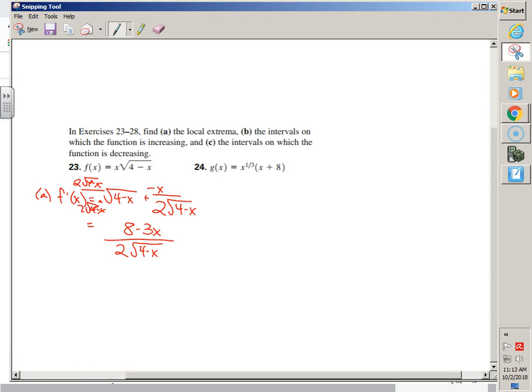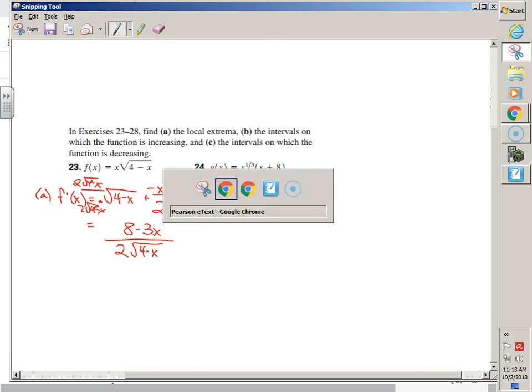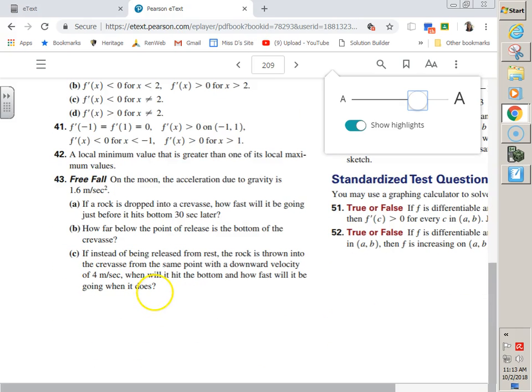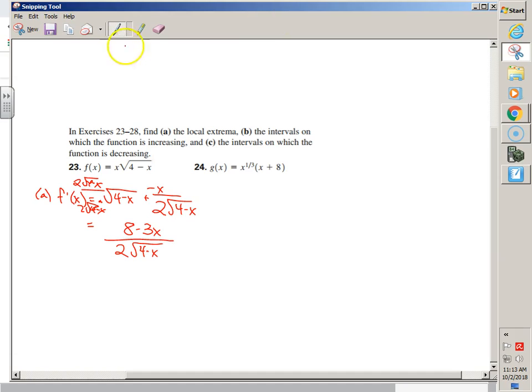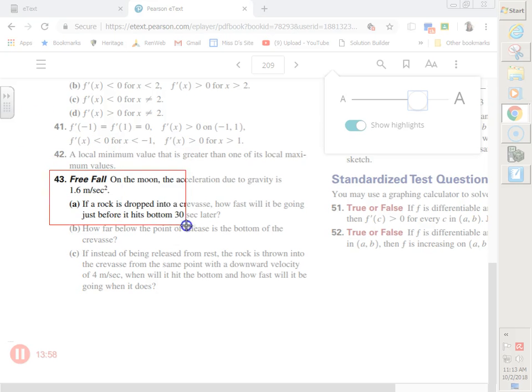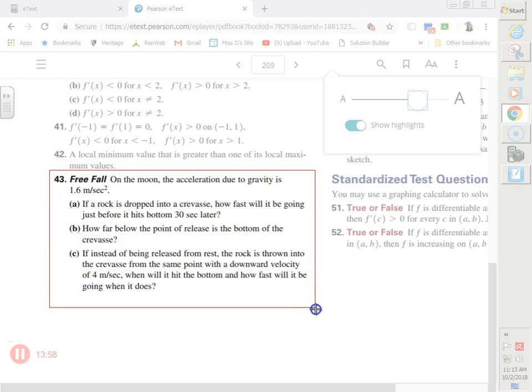What else do we have on odds or evens if you guys need some more clarification? 43b. Thanks, Daniel. 43. As soon as you see free fall, well, they tell you the 1.6. That helps a little bit.